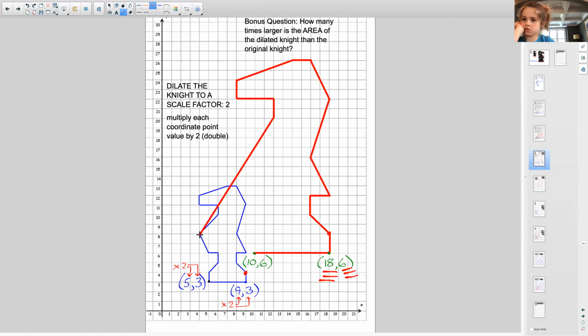My next point is 4, 8. Who can double my 4? Go for it. 8. And who can double my 8? 16. Everyone, 8, 16 is my next one. There it is. I'm almost done with my dilation with a factor of 2.